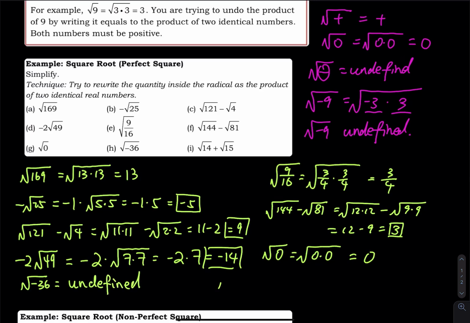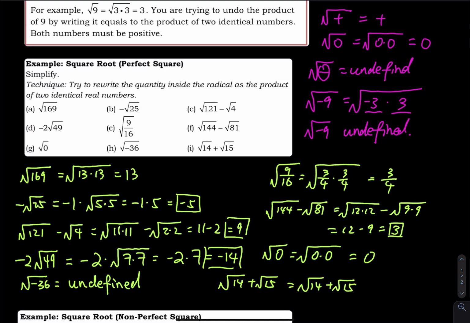And then the square root of 14 plus the square root of 15. So if you think about that, 14 is like 1 times 14, 2 times 7, right? They are not identical. So there is no way to find out what it is without using a calculator. The 15, 1 times 15, 3 times 5, 5 times 3, they are not identical. So we don't know what that is. So that means we will just leave it as it is.